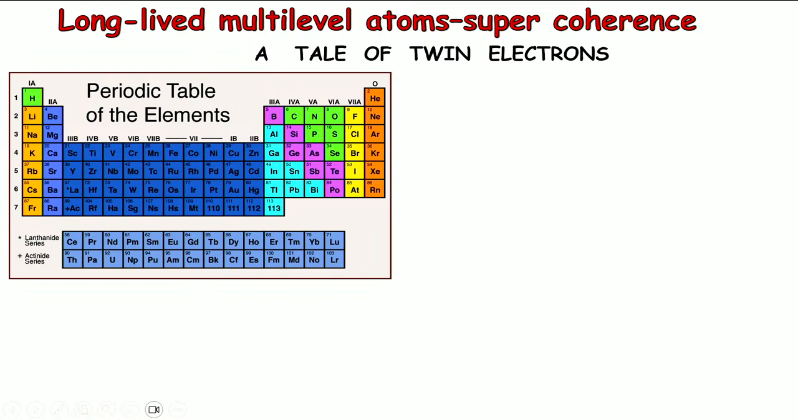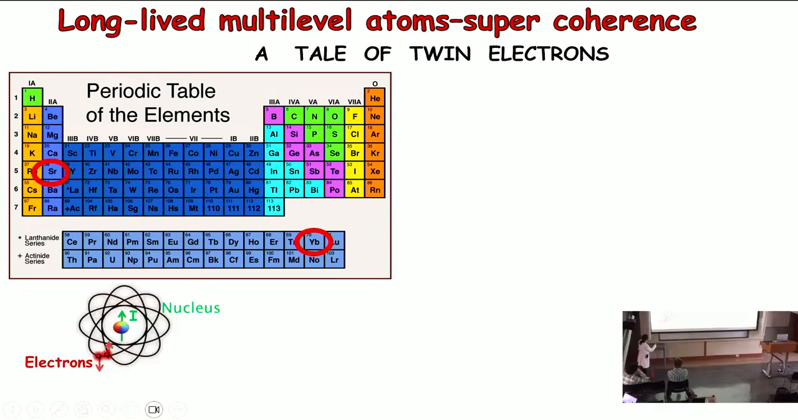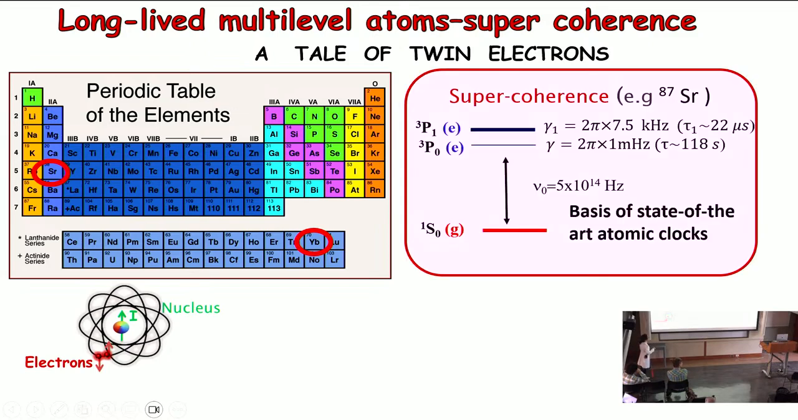Our vision is a little bit narrow in this talk. It can be generalized to other types of systems, but this case is biased because of local experiments at Yale. So what we are going to define as long-lived multi-level atoms are atoms that have two outer electrons and therefore are in the second column of the periodic table, or others with similar structure like ytterbium. Why? Because these two outer electrons give the atoms a unique atomic structure with very long-lived electronic transitions.